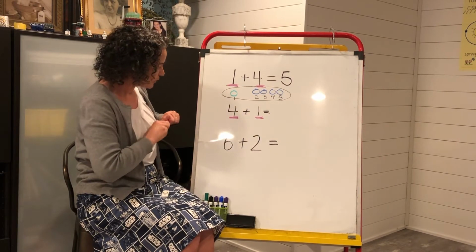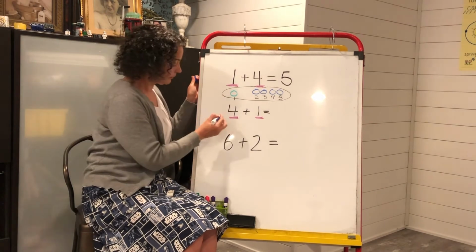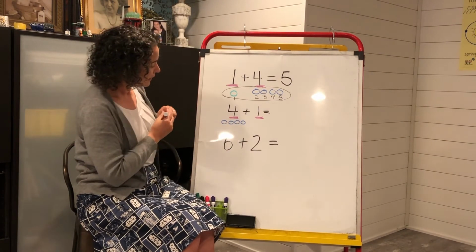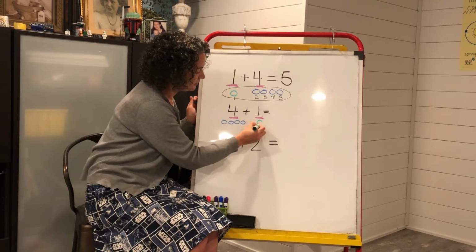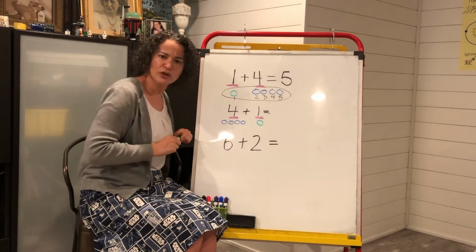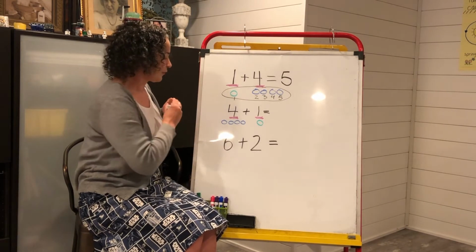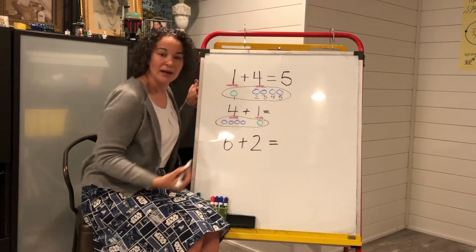And now, my friends, we just have to draw the quick pick again. So I need 4 counters for 4. 1, 2, 3, 4. And I need 1 counter for the 1. And what should I do next? Yeah, you're right. I got to circle the whole thing. And now we've got to count it up.